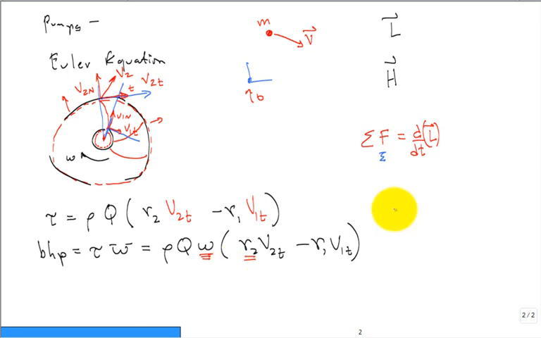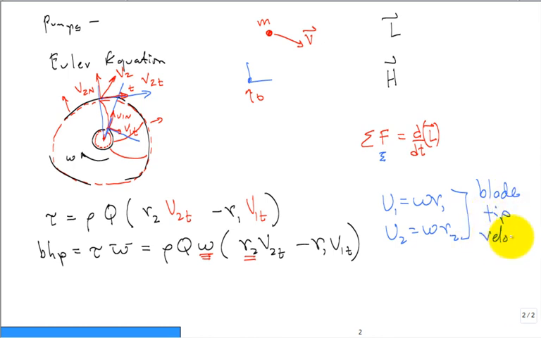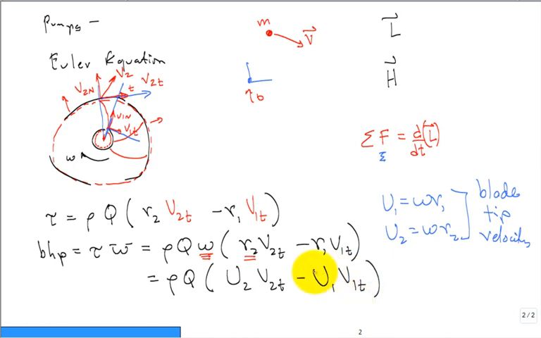Often they'll substitute and put U1 equal to omega R1 and U2 equal to omega R2. These are the blade tip velocities. Or speeds, because we know its direction. It's always going in a circle. The tip of the impeller blade at the beginning and the other tip, so the inlet tip and the outlet tip, or the exit tip. So you can rewrite this equation as rho Q times cap U2 V2T minus cap U1 V1T. So you'll see that written that way. What is cap U again? Blade tip velocity. All right, they're impeller tip velocities.